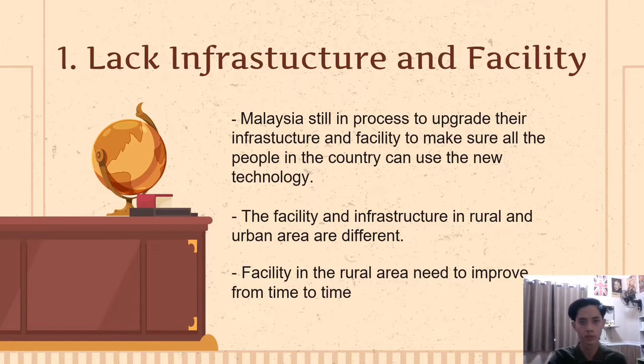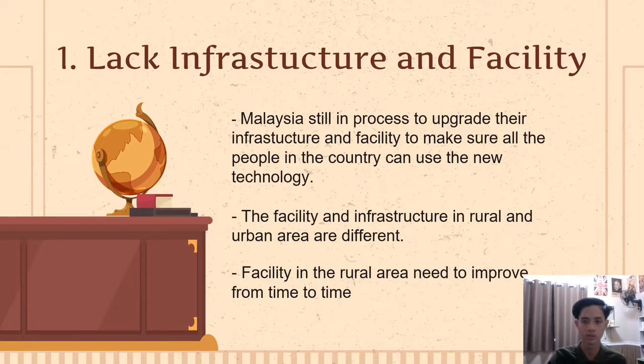The first disadvantage of new media technology is lack of infrastructure and facilities. Malaysia is still in the process of upgrading its infrastructure and facilities to make sure all the people in the country can use the technology. For example, Malaysia is still in the process of adopting the 5G system, but developed countries already use it. We can see the facilities and infrastructure in rural and urban areas are so different. The facilities in rural areas need to improve from time to time to make sure all the people can use the technology.